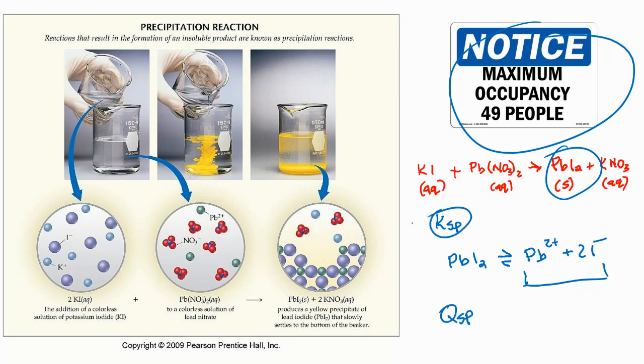So this is a little bit confusing for now, but just remember this before we move on. Ksp is kind of like the maximum occupancy sign. If we exceed Ksp, then our ions get kicked out of solution and they form a solid. If we are below Ksp, then our ions can stay in solution and a solid won't form. Let's look at a problem together.